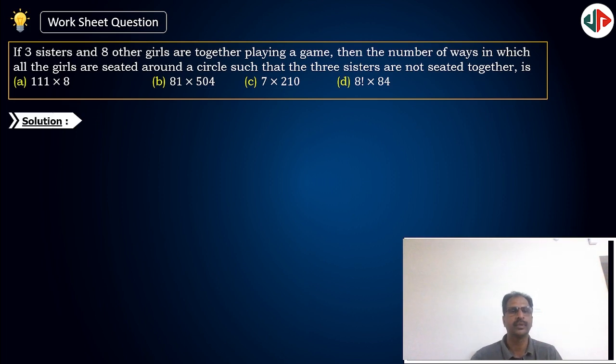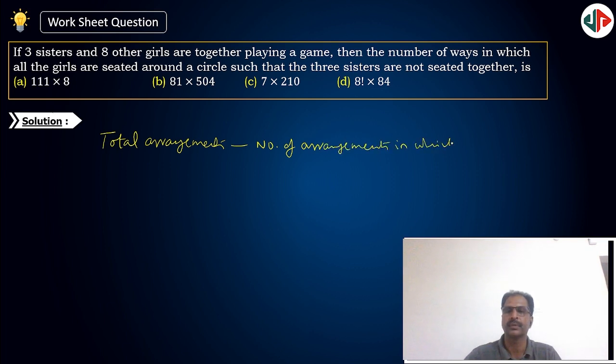Next question. Three sisters and eight other girls are together playing a game. Then the number of ways in which all the girls are seated around a circle such that all the three sisters are not seated together. See, all the sisters are not seated together means first you have to find total arrangements minus number of arrangements in which all the sisters are seated together.